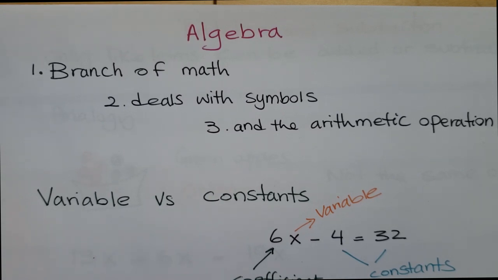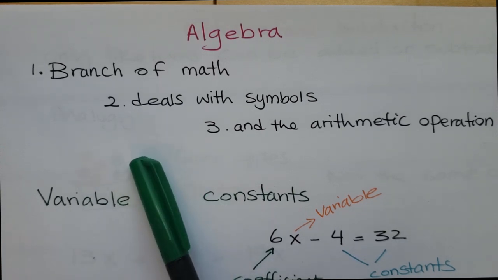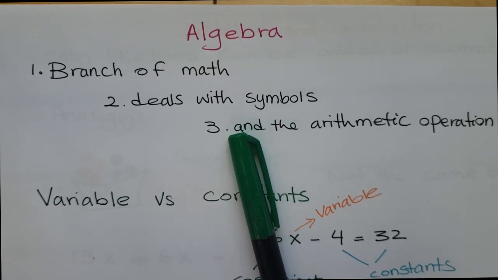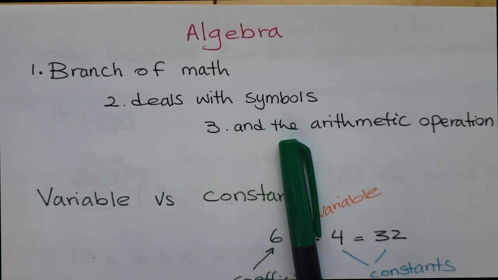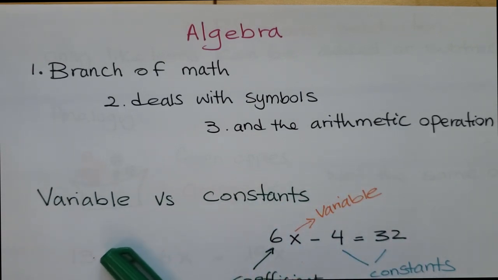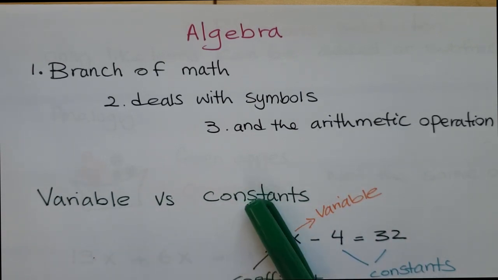So, starting with some definitions, algebra is a branch of math which deals with symbols, not only numbers but symbols and numbers, and the operations between these symbols, or the arithmetic operations across them. So the first thing we have to define is variables versus constants.